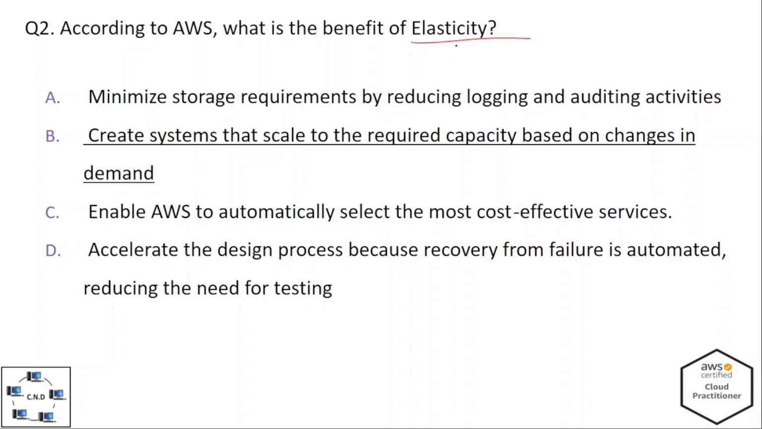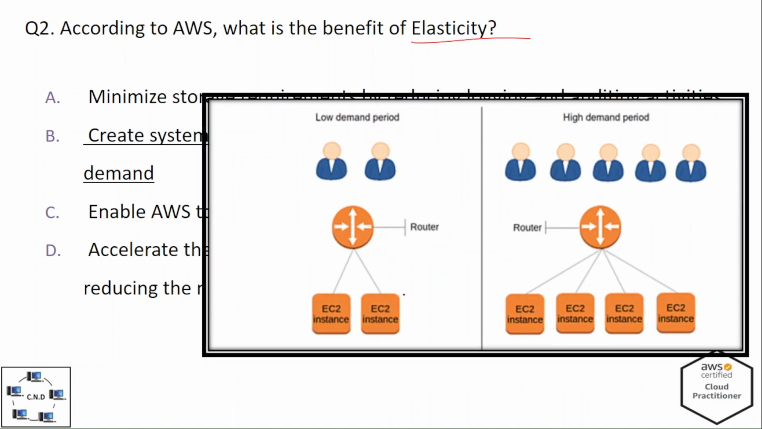So as the name indicates, the resources or the capacity are elastic and change according to the demand. If demand is less, the resources are less, as we can see here in the picture. If we have a low demand period, we have fewer resources, in this case EC2 instances. If the demand increases, the EC2 instances or other resources also increase, and this is done automatically, and this feature is known as elasticity.